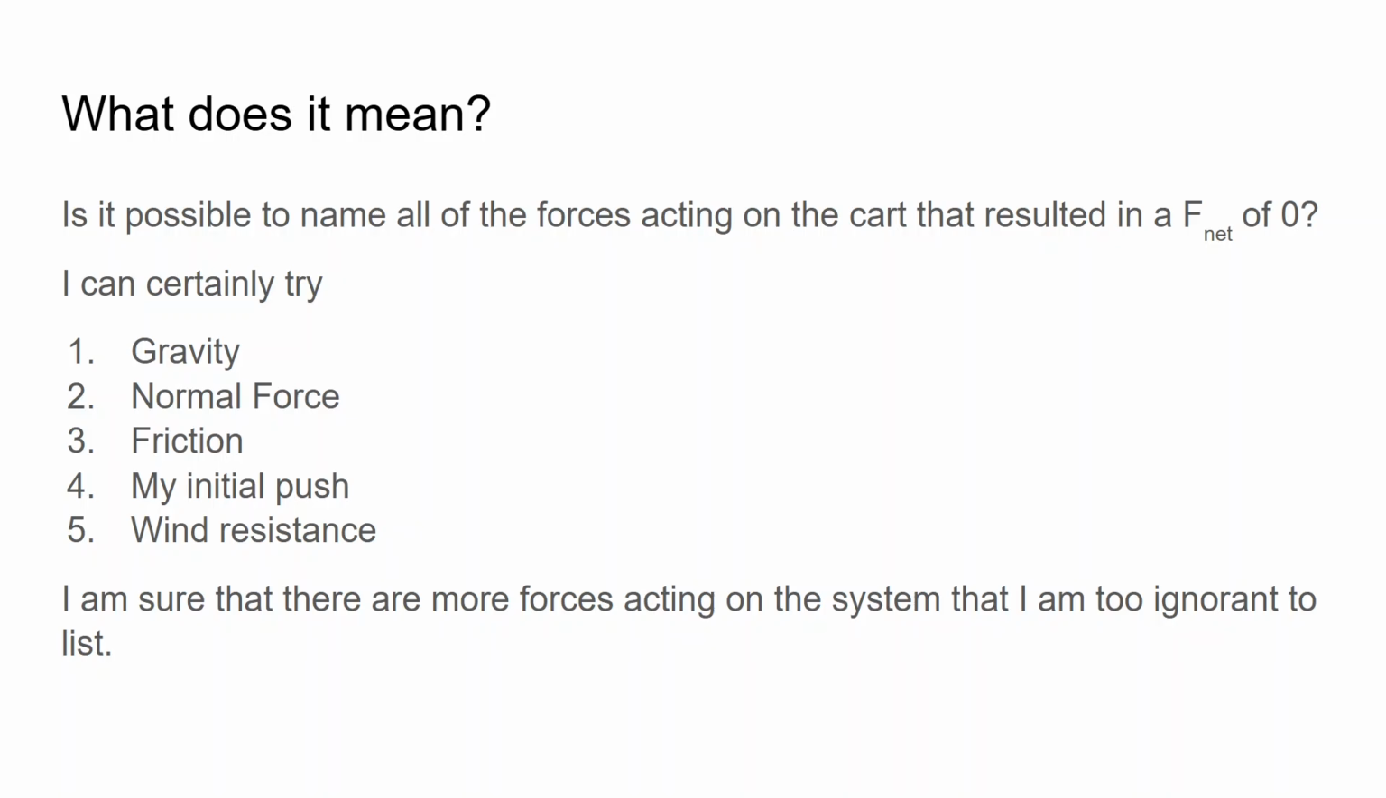What does it mean? Is it possible to name all the forces acting on the cart that resulted in an F net of 0? I can certainly try. One is gravity, normal force, friction, my initial push, which was before delta t, but still, before t I mean, and wind resistance. I'm sure that there are more forces acting on the system that I'm too ignorant to list.